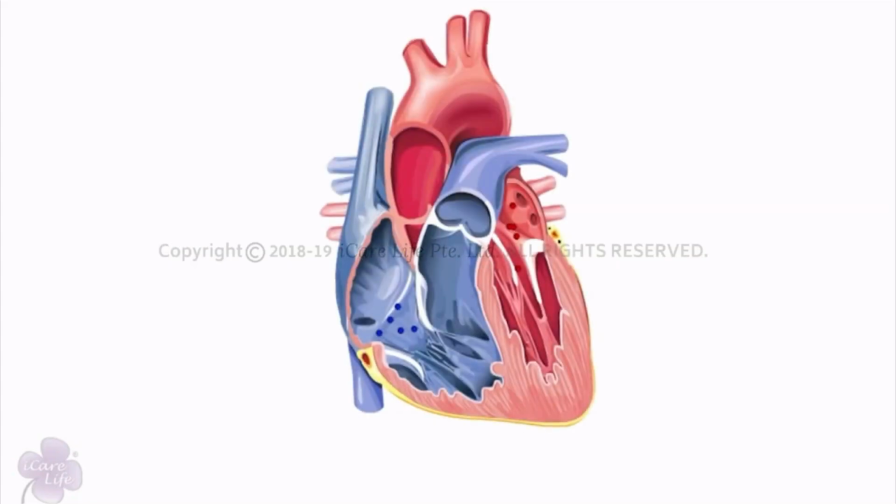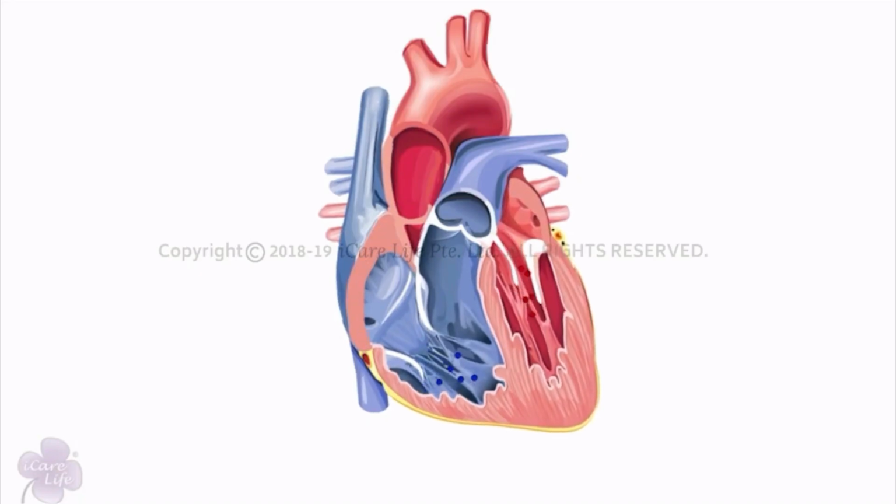The walls of both the atria contract. Then the deoxygenated blood flows from the right atrium into the right ventricle. The oxygenated blood also flows from the left atrium to the left ventricle.